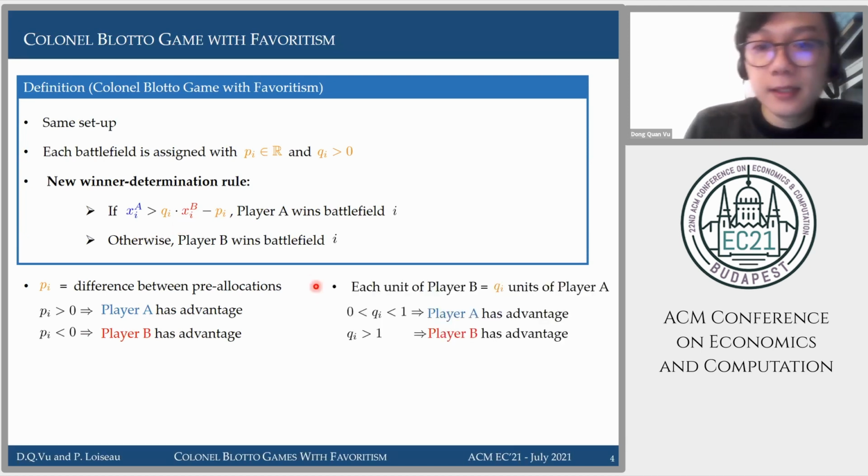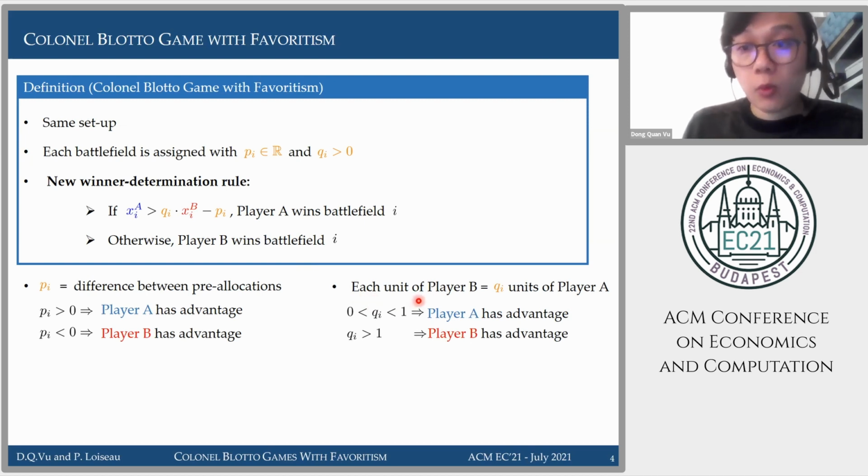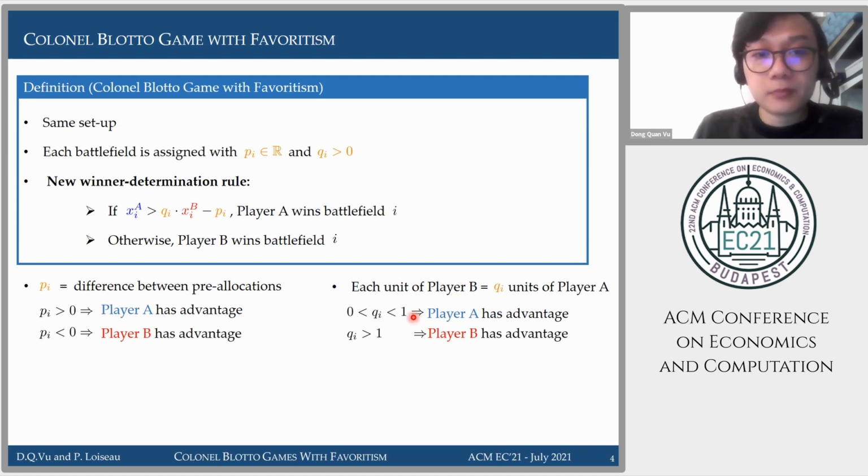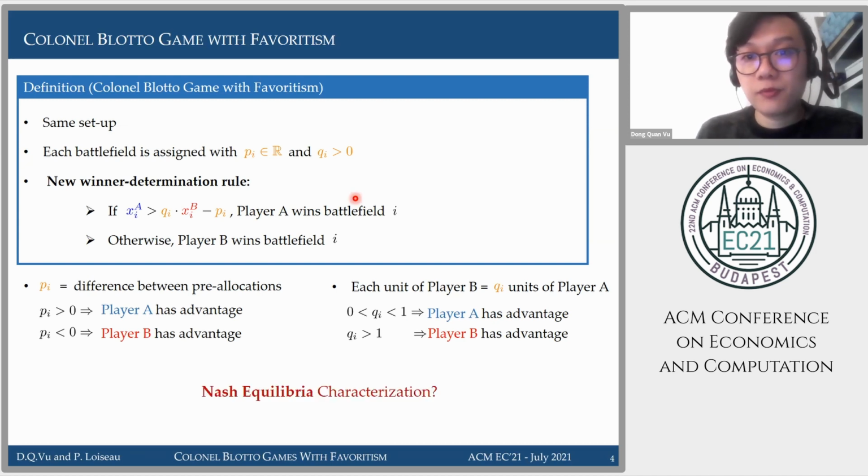On the other hand, each unit of player B will be equal to QI units of player A. So if QI is smaller than 1, then it's player A who has the advantage, and if QI is greater than 1, player B has this advantage. And naturally, if PI equals 0 and QI equals 1, then this model coincides with the classical Colonel Blotto game. The key question that we aim for in this work is to characterize the equilibrium of this game.